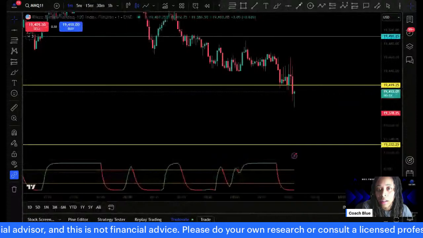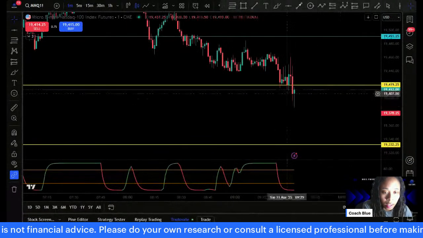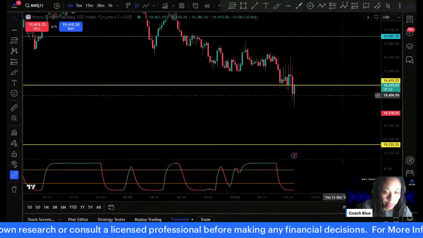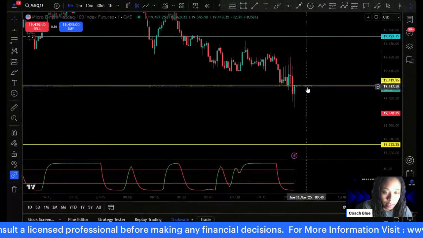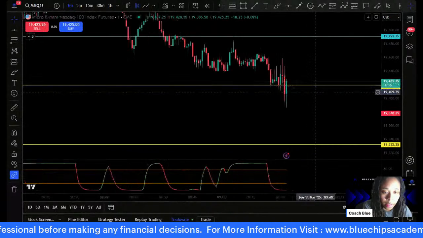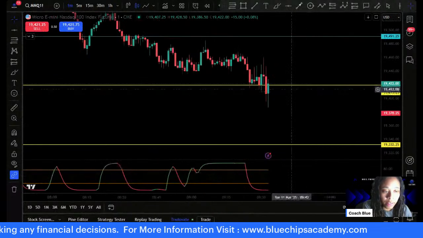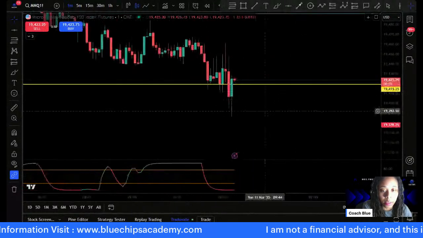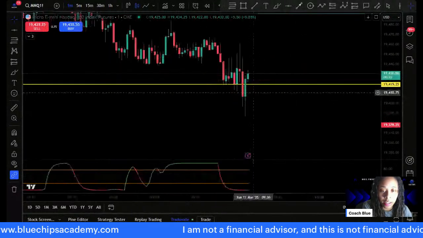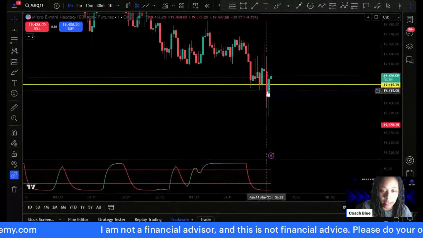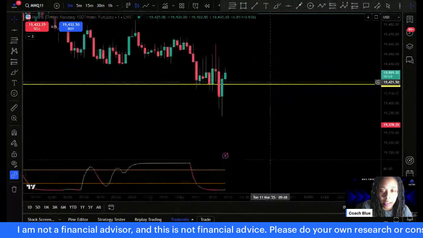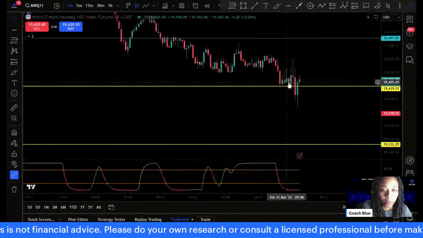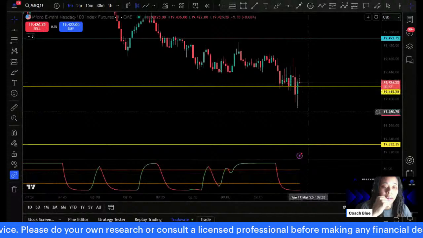Okay, so there we go. Here's our pullback right here. Now I want to see if this candle closes at or beneath this level right here. Let's see what happens. I don't know about that one, guys. And this is why the pullback is so important. It looks like it might be finding support. Let's see what these next couple of candles look like.